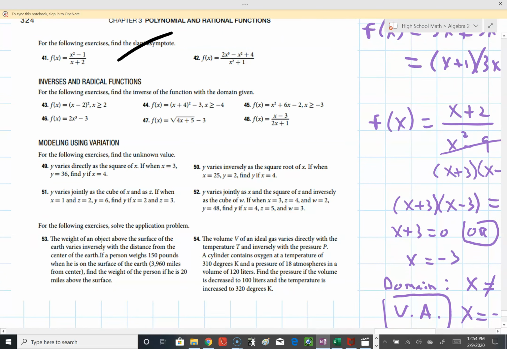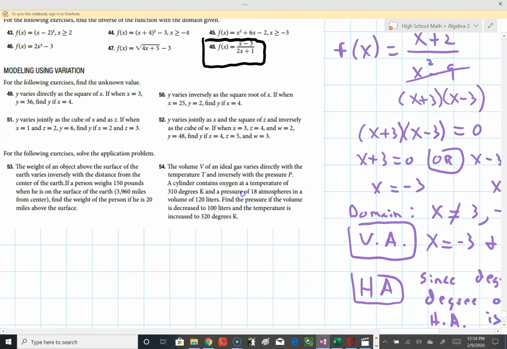All right, 43 through 48 is dealing with inverse functions. This is a great situation because this will also help you review for 1.7 at the same time. So for the following exercises, find the inverse function with a given domain. Simply exchange your x and your y and solve for the other variable. Let's look at number 48. This would be very similar to one we had from quiz 1. This would be practically directly out of 1.7.